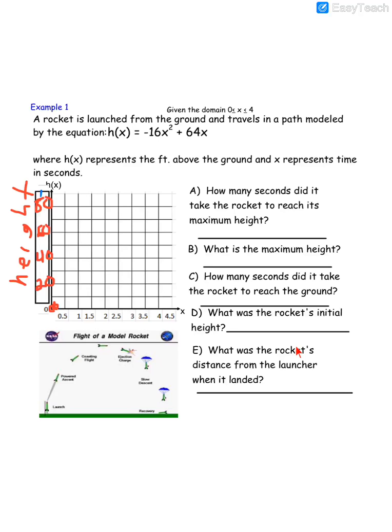Okay, so at 0, 0, 0.5, 28. So that's like there, basically. 48, so somewhere around there. 1.5, 60, 2, 64. And that looks like the vertex to me. It's a little bit, nope, that's too high.